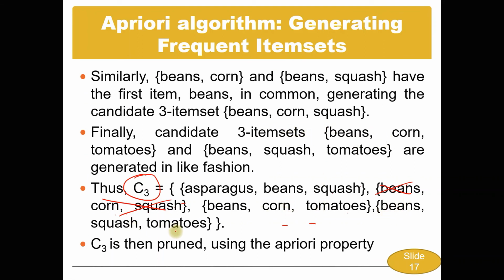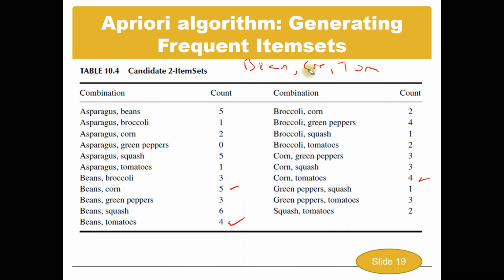Bean, squash, and tomato. So bean squash, squash tomato, and bean tomato. So bean, squash, tomato. Let's have a look.